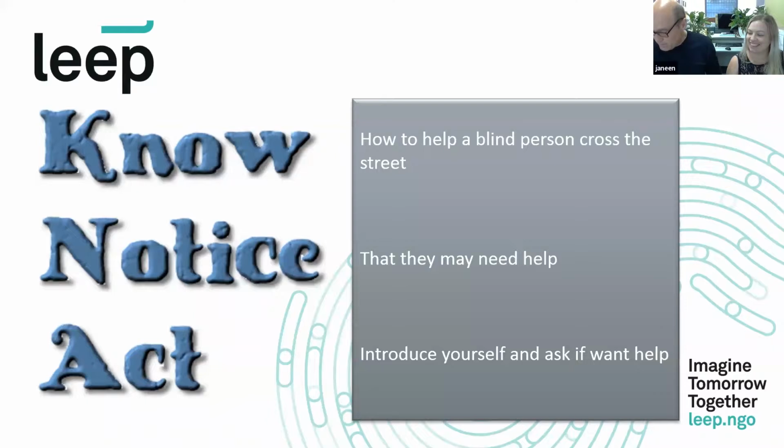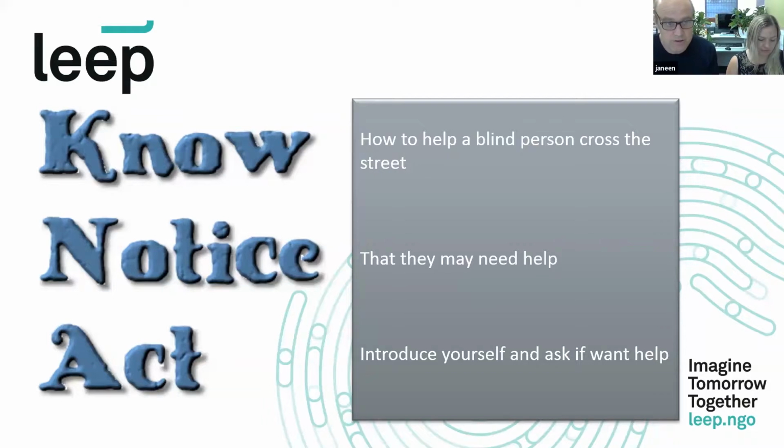Okay, so example here. We would like you to know, for instance, how to help a blind person cross the street. Now, we're not going to cover every situation for every disability in this webinar. That's not realistic. But we would like you to know that you need to know things like that. If you're working, particularly, or if you're seeing a lot of a person with a type of disability, then you need to do some research and find out, so you know what to do in that situation.